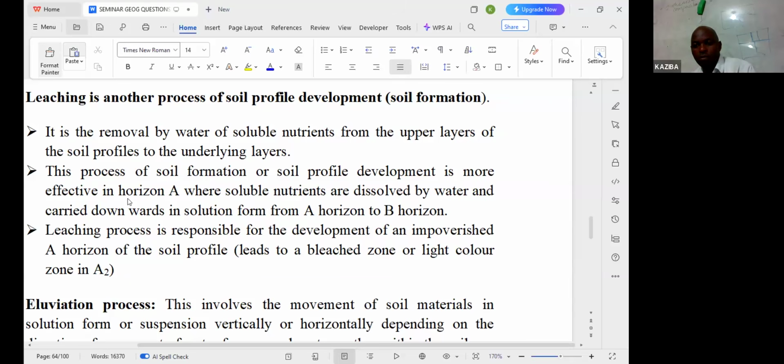We're still continuing, two more numbers and we call it a day. So you tell us its effect. It is the formation of a light color zone in a horizon.